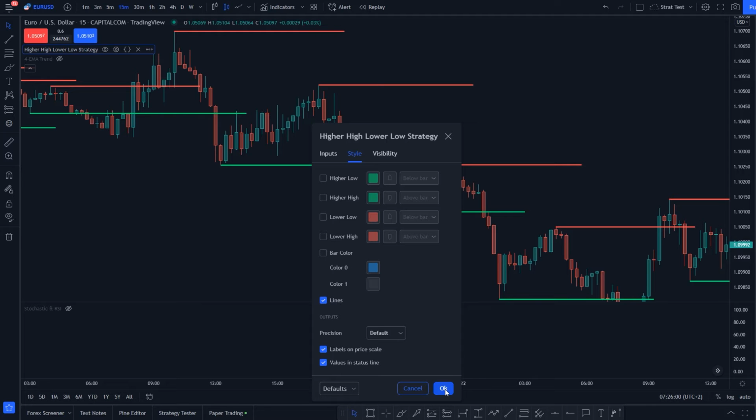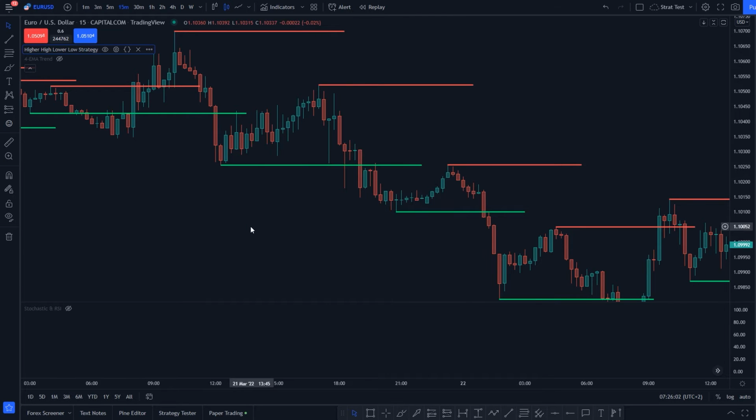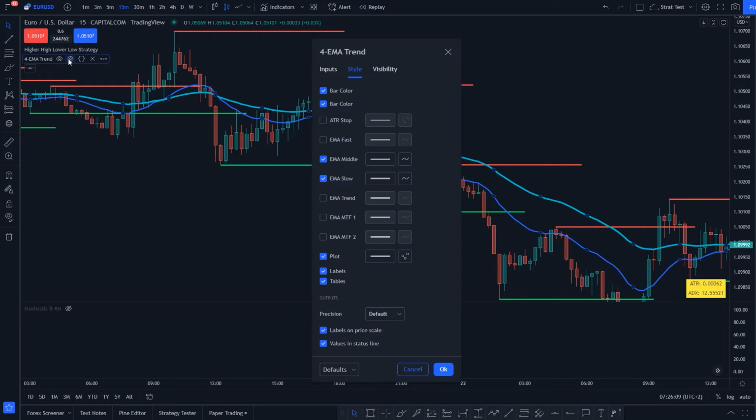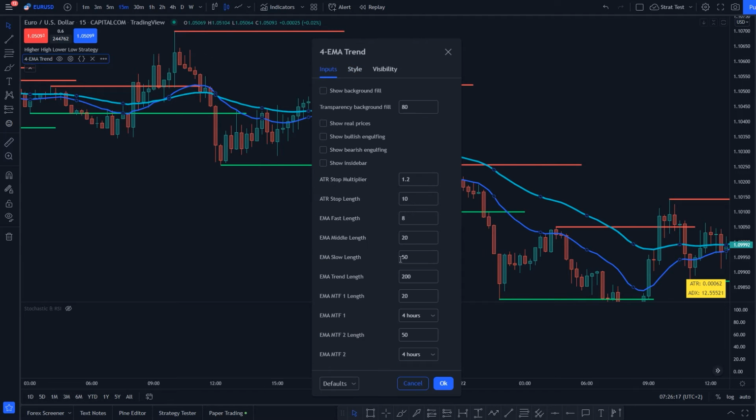Then I want to display two EMAs, and for this I use my 4 EMA trend indicator. Here in the settings I just display these two EMAs, the middle and the slow, for which the length is by default 20 and 50, and this is what we are going to use.